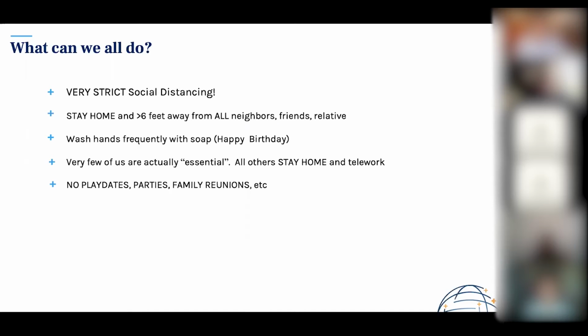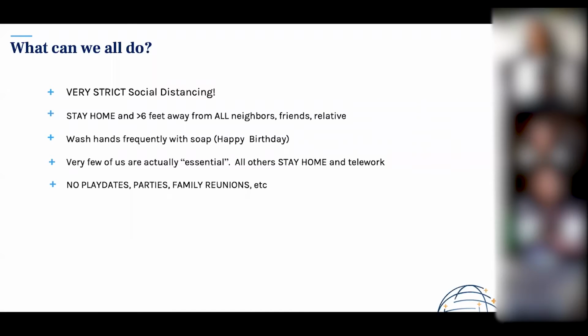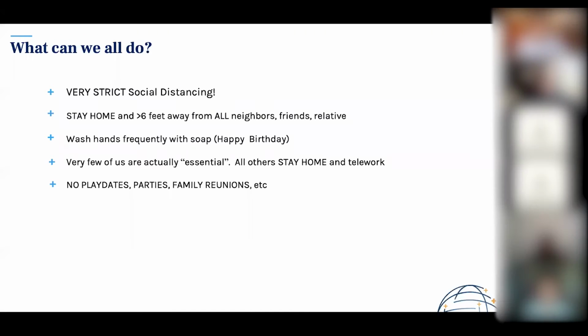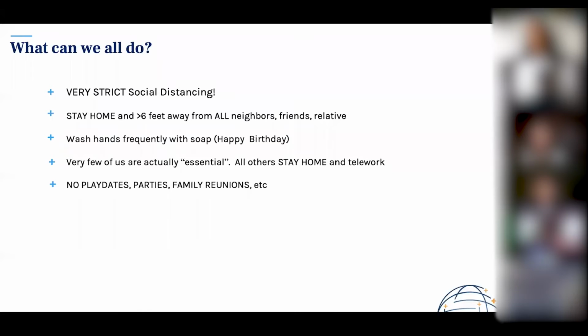Wash your hands, sing happy birthday so you do it for 20 seconds. And remember that very few of us are really essential. There are essential people that are keeping us fed, keeping us cared for and safe, but all others should stay home and telework if they can. And I always tell my friends and family, that means no play dates, parties, family reunions. I'm sorry. This is a desperately important situation. We have to do what we can to prevent this from spreading. So I think that's my last slide, and I hope it leaves us enough time.